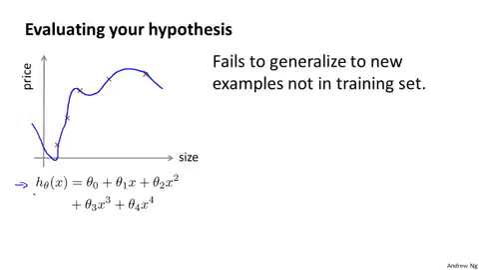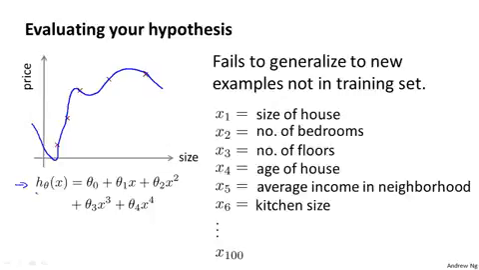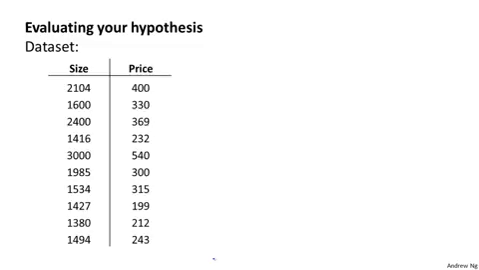In this simple example, we could plot the hypothesis h of x and just see what was going on. But in general, for problems with more features than just one feature, for problems with a large number of features like these, it becomes hard or maybe impossible to plot what the hypothesis function looks like, and so we need some other way to evaluate our hypotheses. The standard way to evaluate a learned hypothesis is as follows.